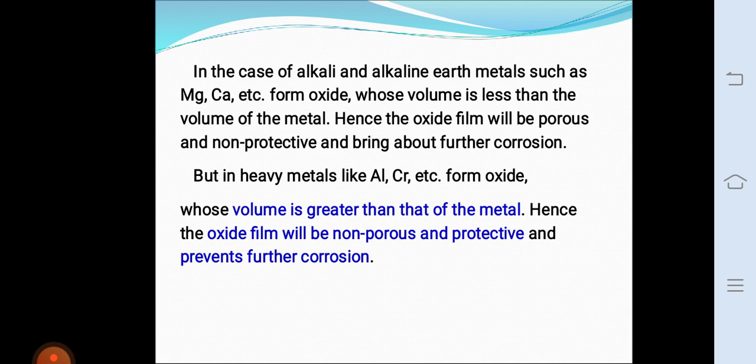The nature of corrosion product. If the corrosion product is soluble in the corroding medium, the corrosion rate will be faster. Similarly, if the corrosion product is volatile, the corrosion rate will be faster.